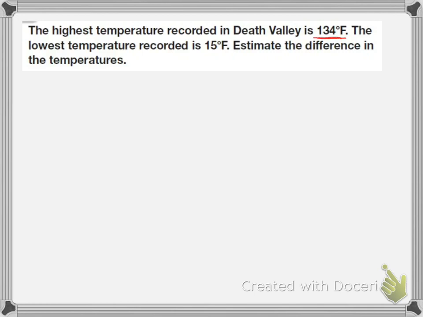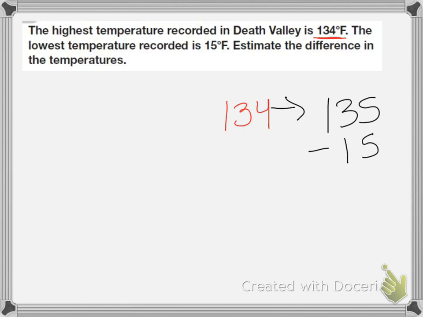So what I will do is I will round 134 degrees up to 135, because it's really easy to subtract 15 from 135 degrees. Because 5 minus 5 is 0, 3 minus 1 is 2, and 1 minus nothing is 1. So the estimated difference between temperatures is going to be 120 degrees Fahrenheit.